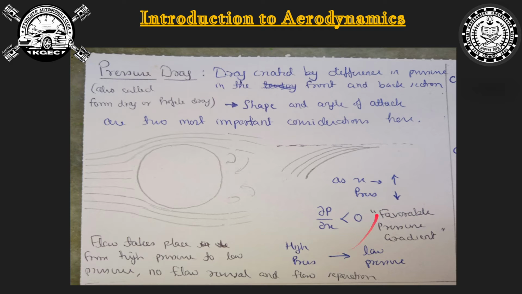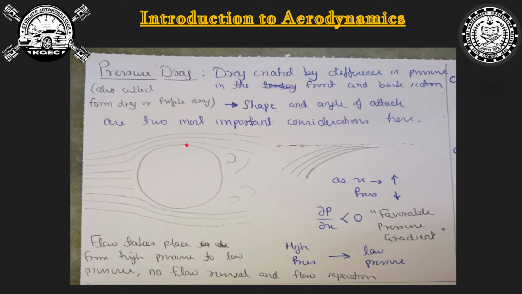Mathematically, it can be written as this: dou p upon dou x is less than 0. This is called a favorable pressure gradient. So as the flow is taking place from the high pressure to low pressure region, with a favorable pressure gradient, no flow reversal and flow separation takes place. This is the favorable flow direction. So no flow separation occurs here. Now let us put our attention to this side.